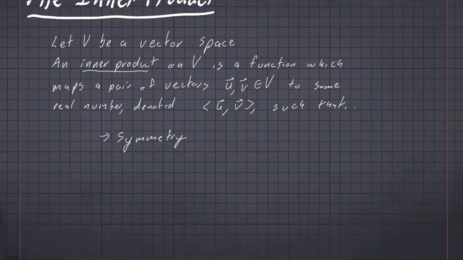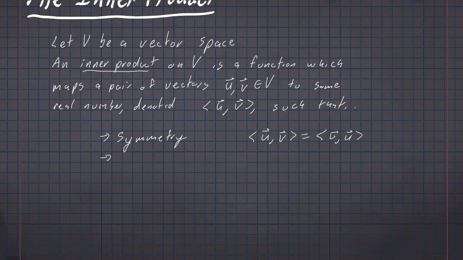We have a symmetry property, which tells us that the inner product of u and v must be the same as the inner product of v and u. The order doesn't matter. The inner product is commutative, essentially.